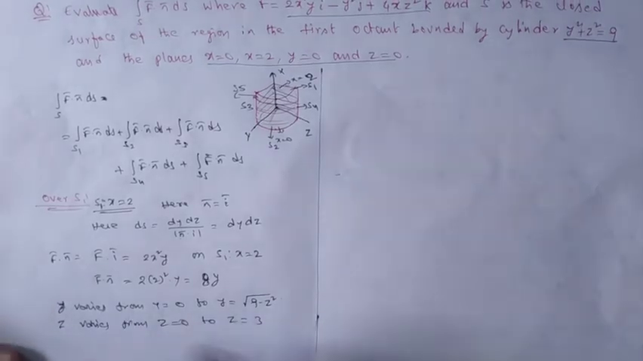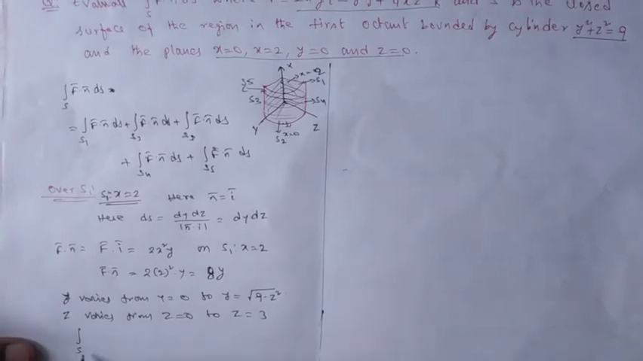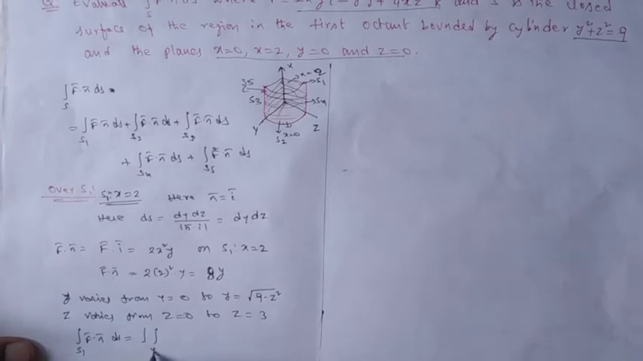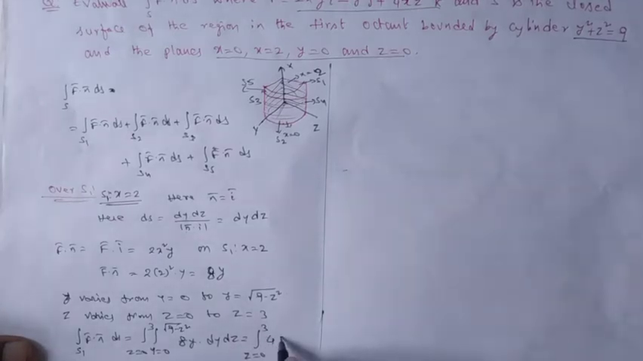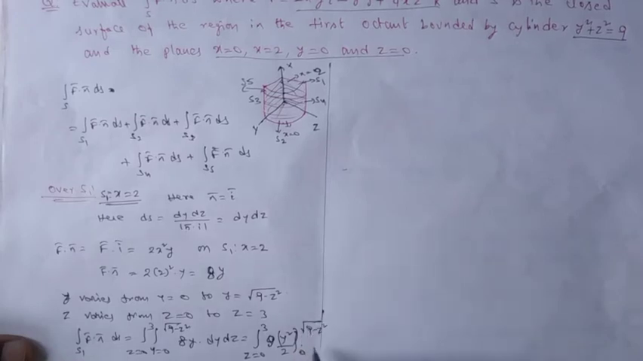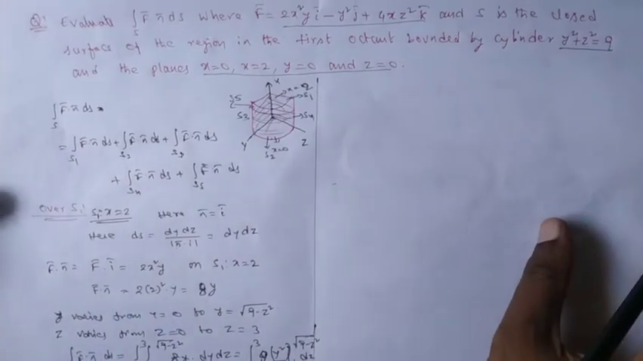So therefore we can write integral over S1 f bar dot n bar ds equal to double integral, y equal to 0 to square root of 9 minus z square, z equal to 0 to 3, 8y dy dz. So evaluate it, we have z equal to 0 to 3, 8y square by 2, so it is 4y square. What are the limits? 0 to square root of 9 minus z square, dz. I just continue the problem here.